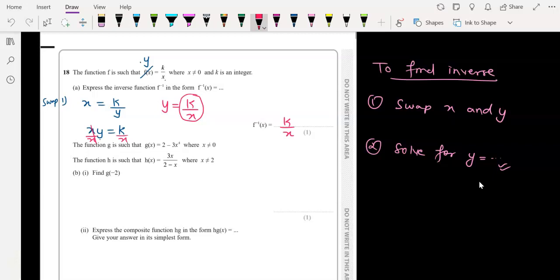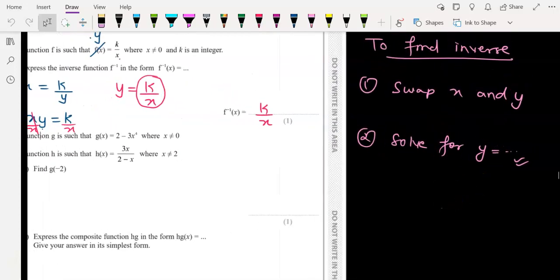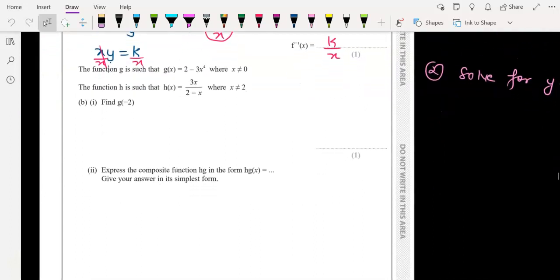Next one. The function g is such that g of x is 2 minus (3x) to the power 4, and function h is such that h of x is 3x upon 2 minus x, where x is not equal to 2. First question is find g of minus 2.